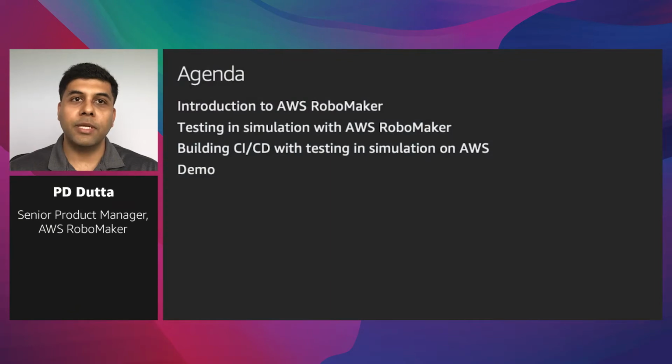Here's what the next 30 minutes is going to look like. I'm going to start with an introduction to AWS RoboMaker. Then we're going to talk about a few use cases with testing and simulation with AWS RoboMaker. Then we're going to build a CI/CD pipeline with some of the AWS services. And then we're going to close out this session with a demo.